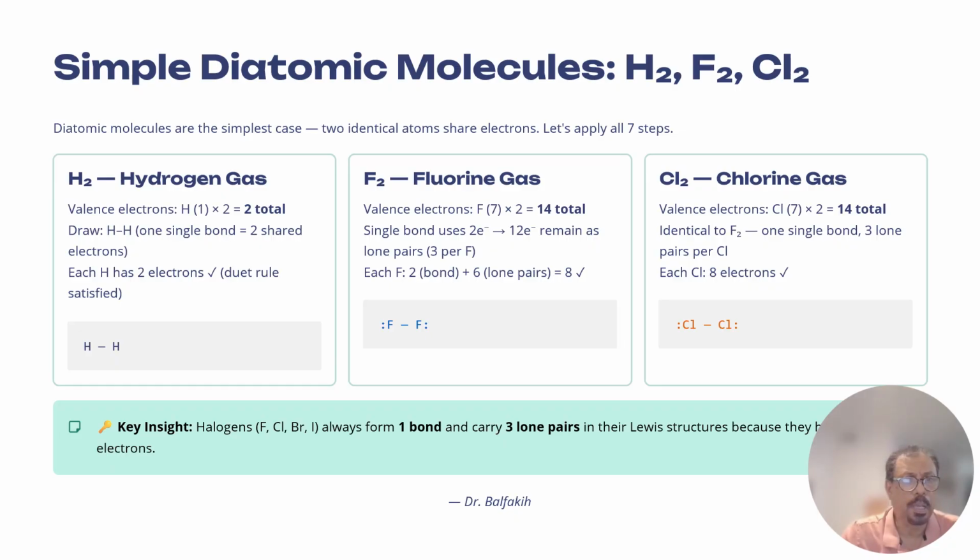You see in this slide, there are 3 examples. You have hydrogen bonded to another hydrogen, fluorine bonded to another fluorine, and chlorine bonded to another chlorine. I will explain at least one of them in the next slide.